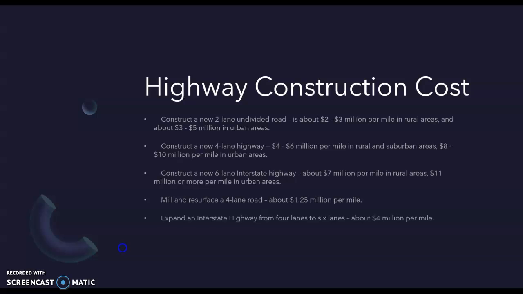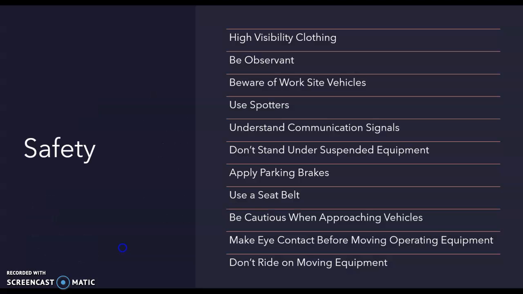To construct a 6-new-lane interstate highway is about $7 million per mile in rural areas, $11 million or more per mile in urban areas. Mill and resurface a 4-lane road is about $1.25 million per mile. To expand an interstate highway from a 4-lane to 6-lane is about $4 million per mile.